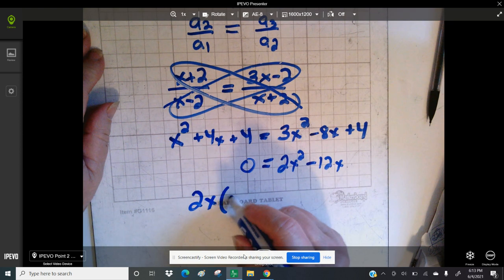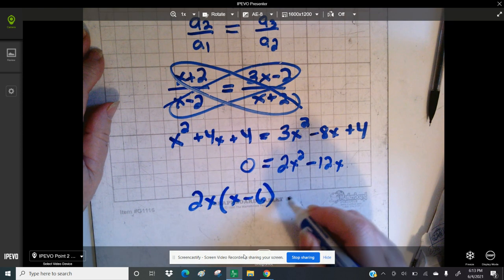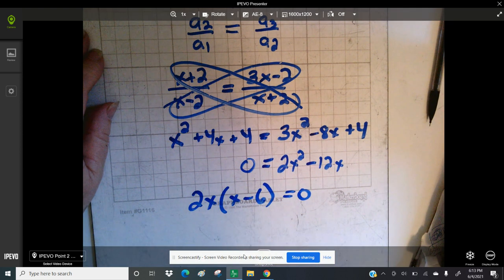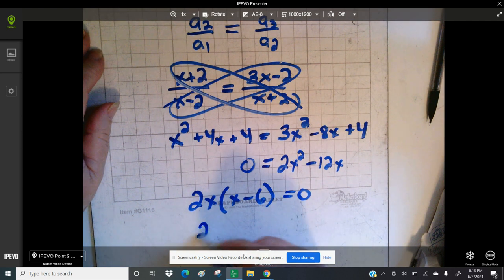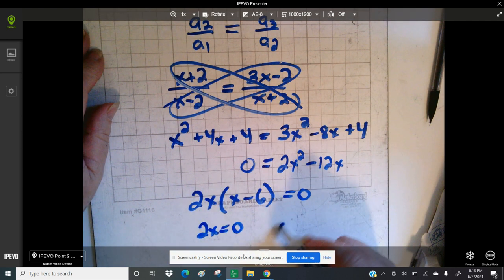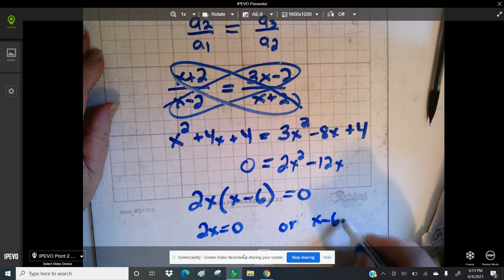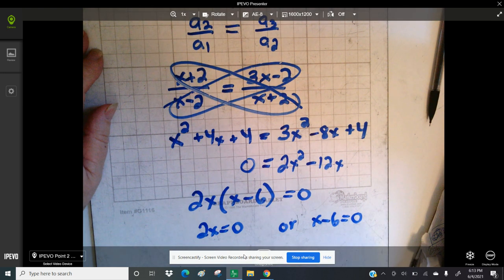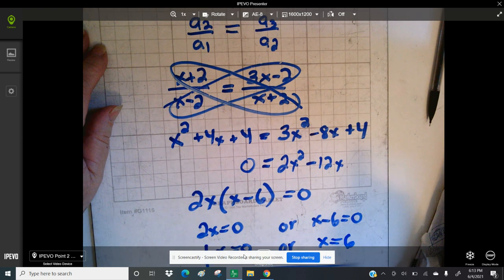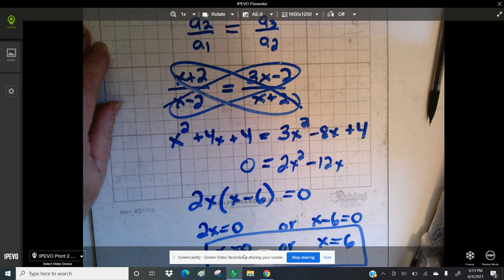So I'm going to factor out a 2x, and when I do that, I'll be left with x minus 6 equals 0. And now I know that 2x has to equal 0 or x minus 6 has to equal 0 because of the zero product property. So I know x equals 0 or x equals 6. So either value would make that a geometric sequence.